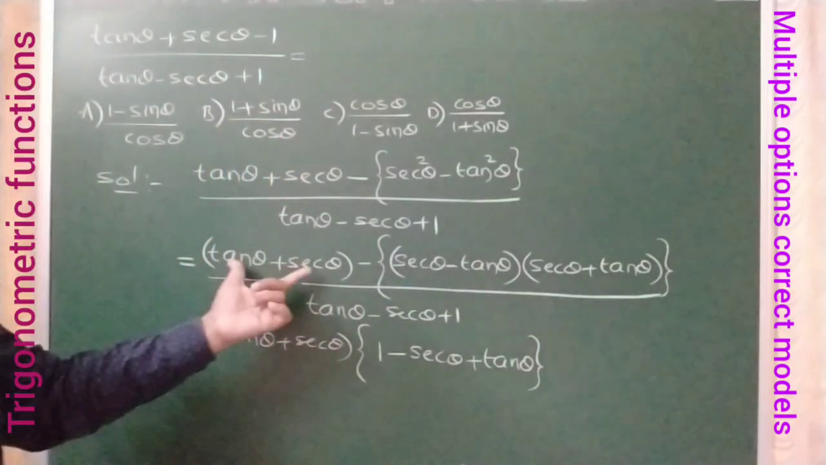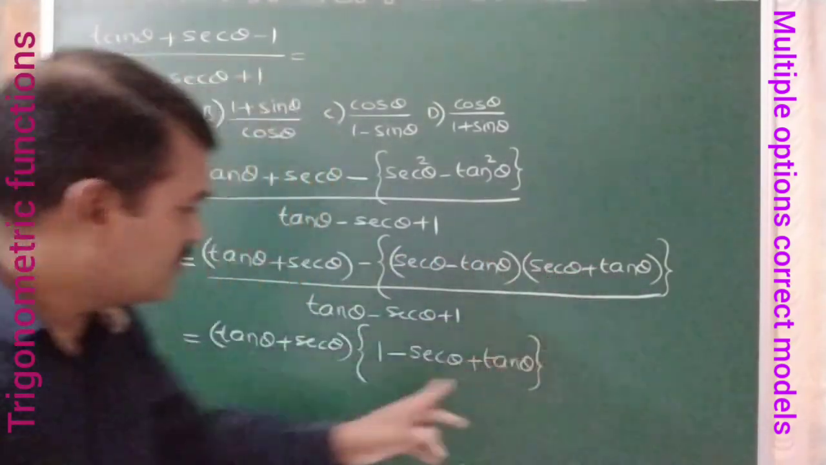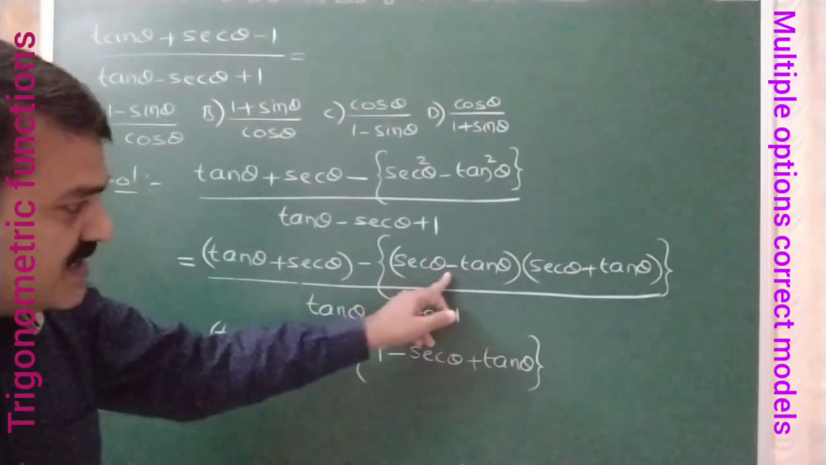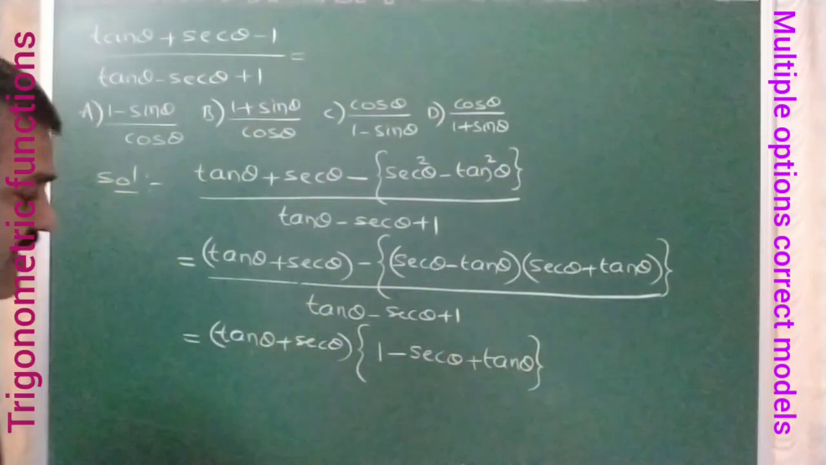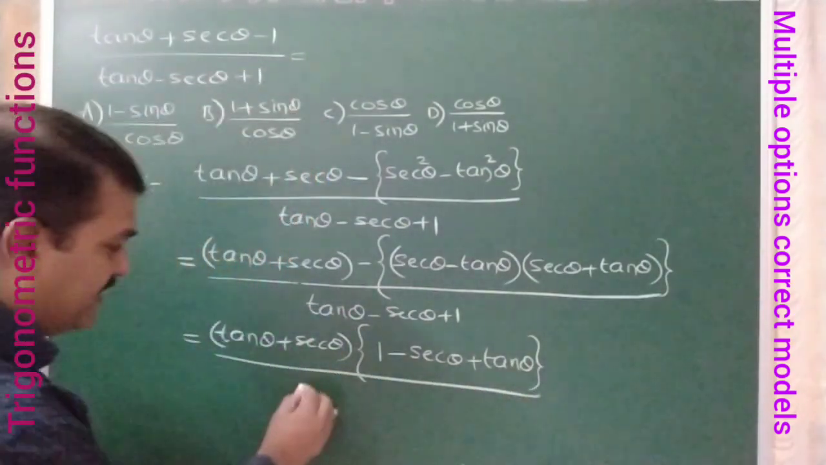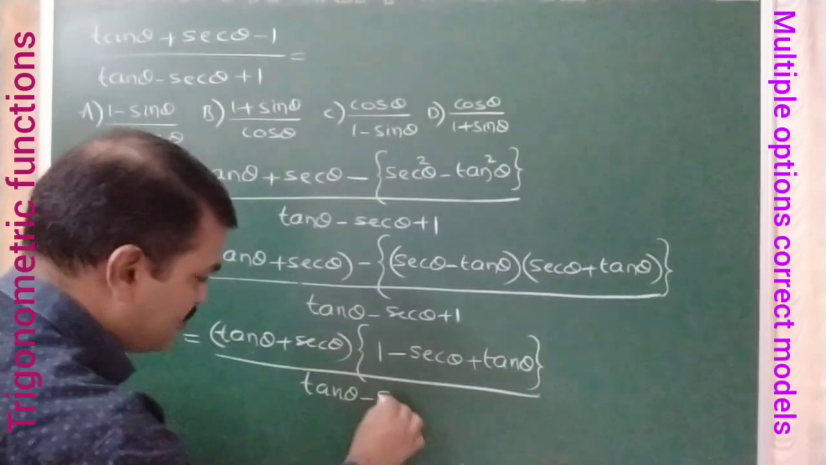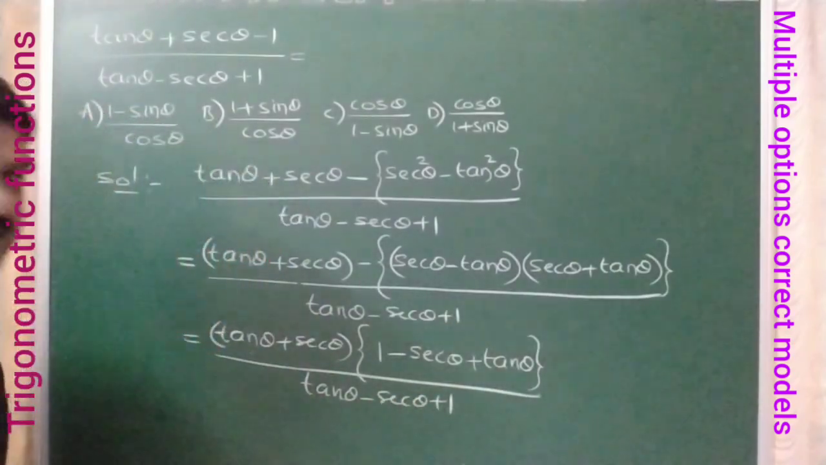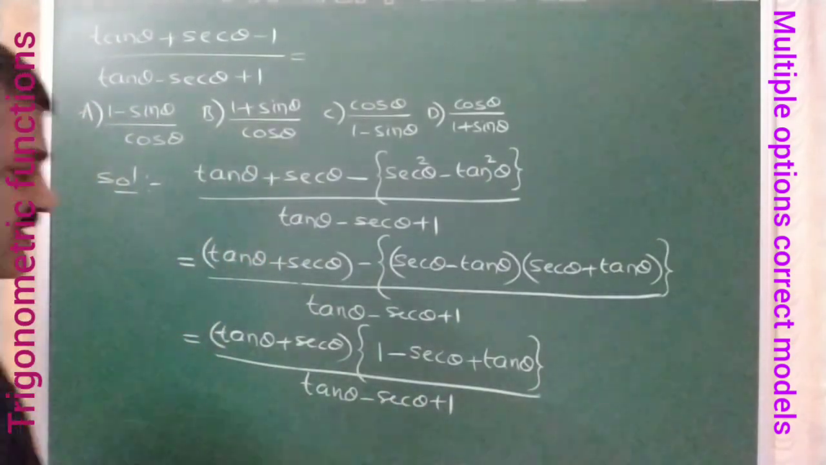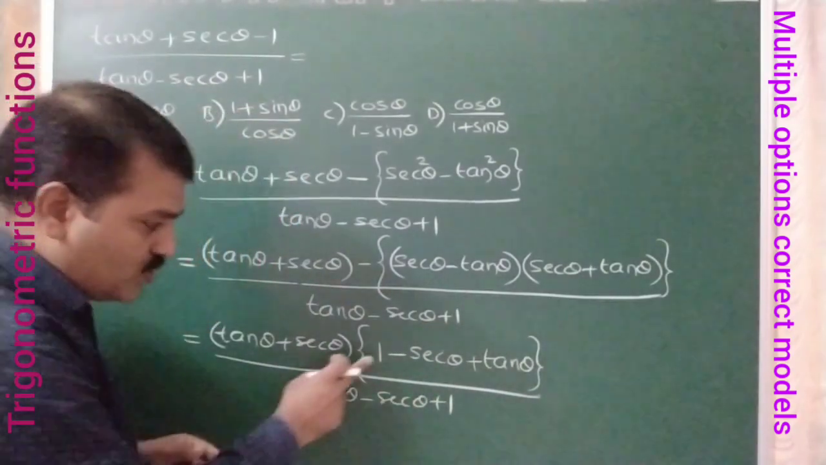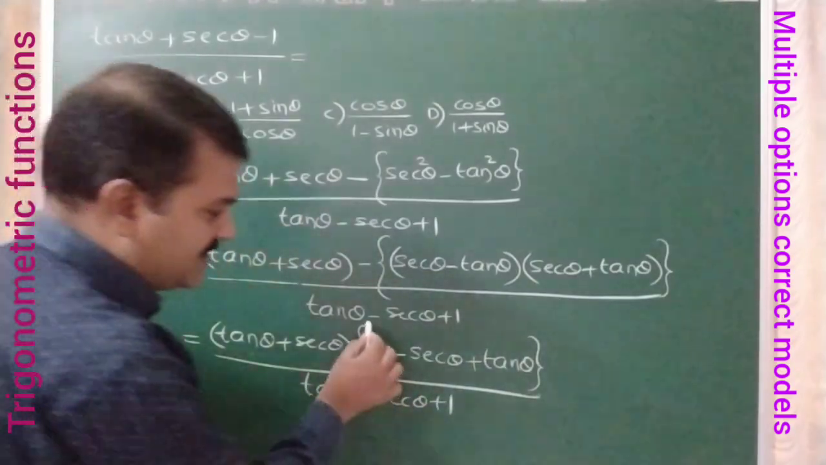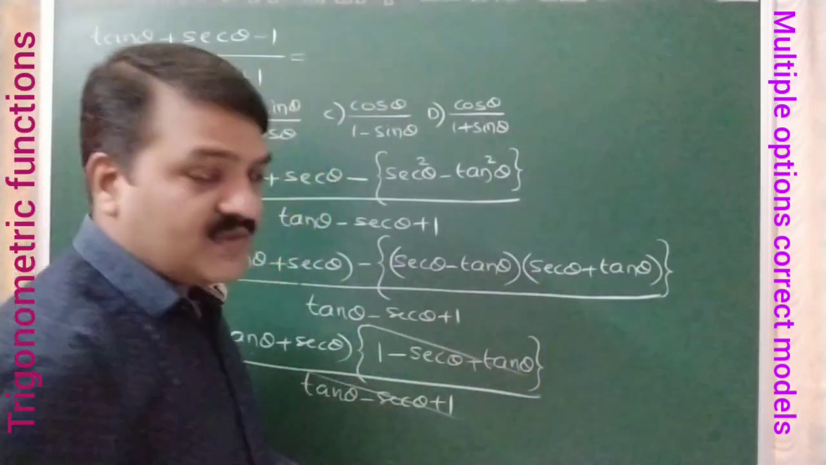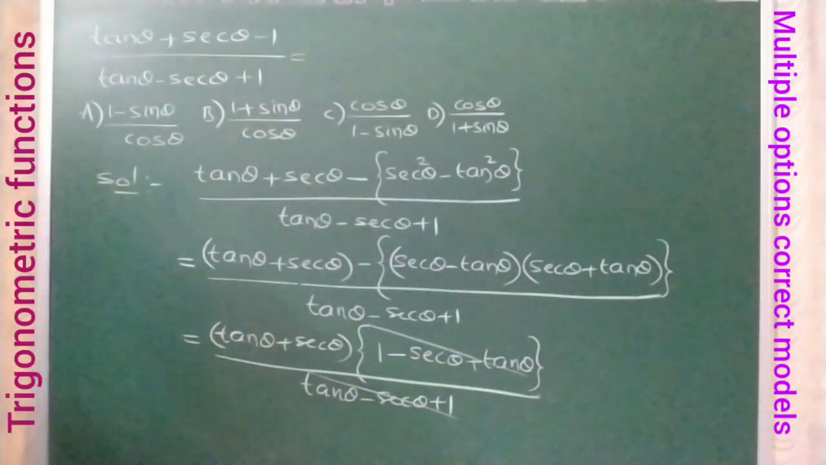So hope it is clear. This we are taking common. So in this 1 is left and this is left. So 1 minus of this part which I have written there, and the denominator anyhow we are not going to change. So denominator as it is. Now we can clearly observe that both these are same: 1 minus secant theta plus tan theta. So both these are same, we can cancel. So what is left now? So clearly tan theta plus secant theta is left.